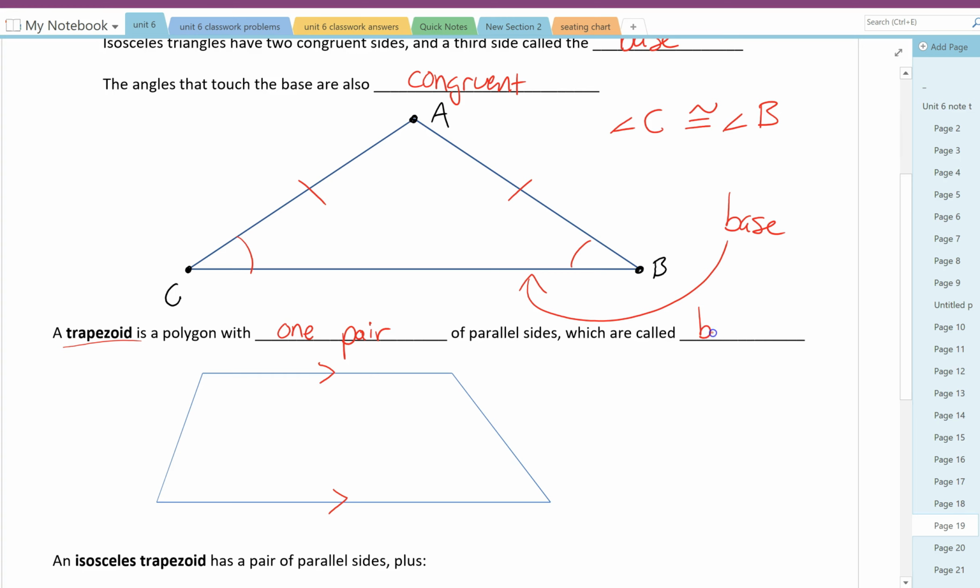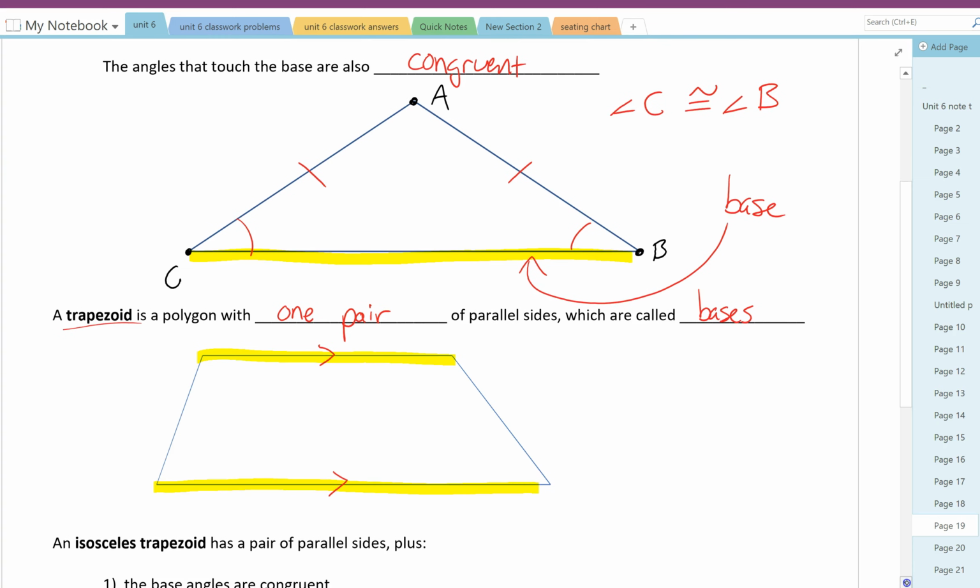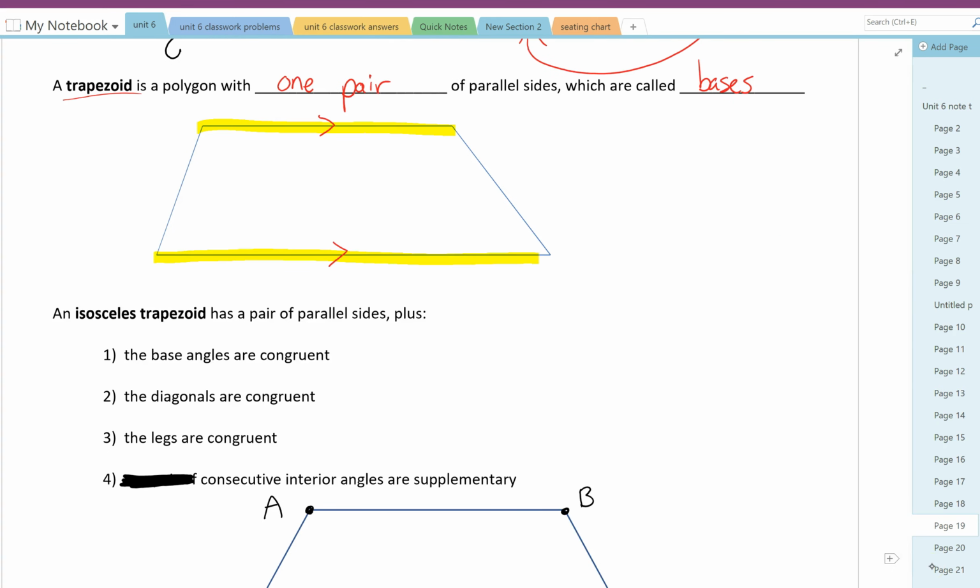Those are going to be called the bases. So in an isosceles triangle, there's only one base, right? In that isosceles triangle we had up here, there was only one base, but in a trapezoid, there are two bases, right? Both of the sides that are parallel to each other are called the bases. Okay, that's a trapezoid, a four-sided polygon with one pair of parallel sides.